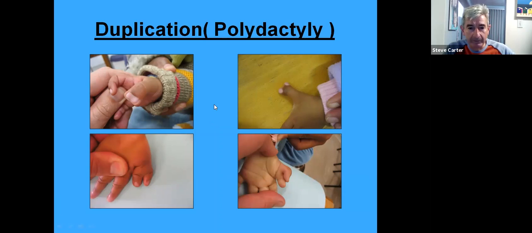I want you to look at these duplicated thumbs, and I want you to work out a classification for me. So then Wassel said, okay, cool, let's look at that. We'll classify it like this. If it's at the distal phalanx, it's a Wassel 1. At the interphalangeal joint, it's a 2. At the proximal phalanx, it's a 3. If it's at the metacarpophalangeal joint, like the one on the bottom right, it's a 4, and that's the most common one, 60% of those, etc., as it goes down.